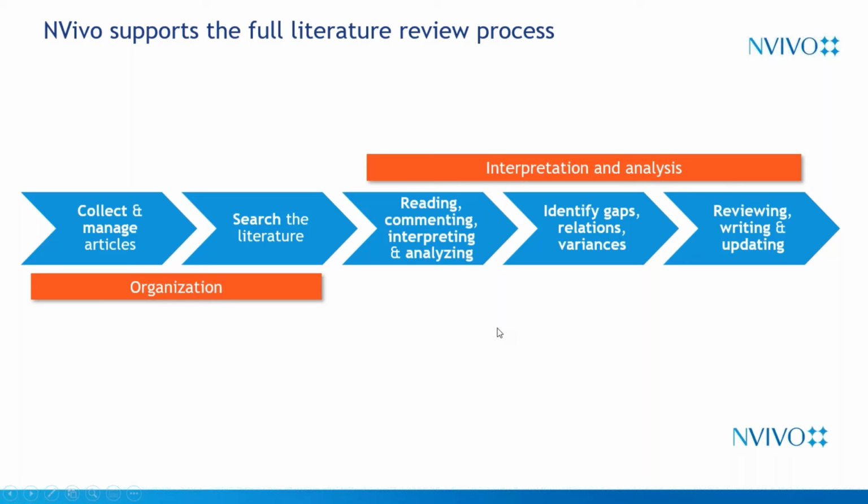But I want to just talk about how NVivo can support the full literature review process. So it will help you organize by collecting and managing articles. You'll be able to search through your literature. It will also help you with the interpretation and analysis of the literature. So you're going to be reading through, making comments, interpreting and analyzing, also finding gaps in relations or variances, and then continually reviewing, writing, and updating it. So it can help in all these stages.